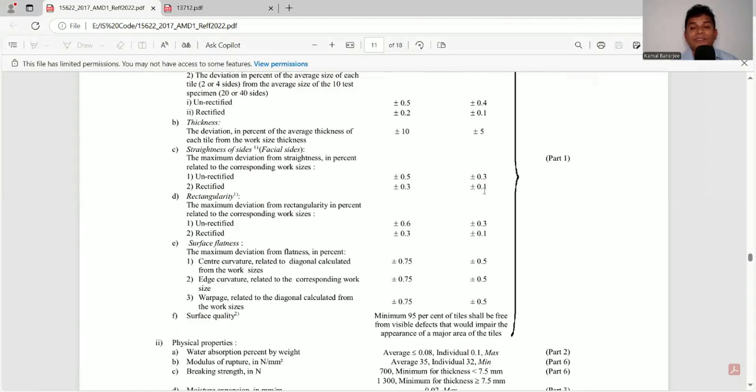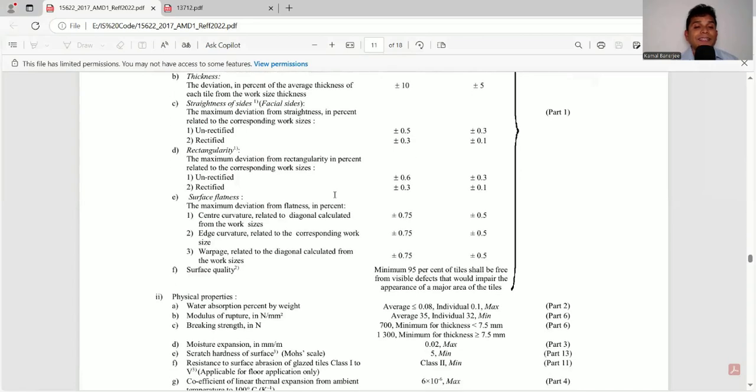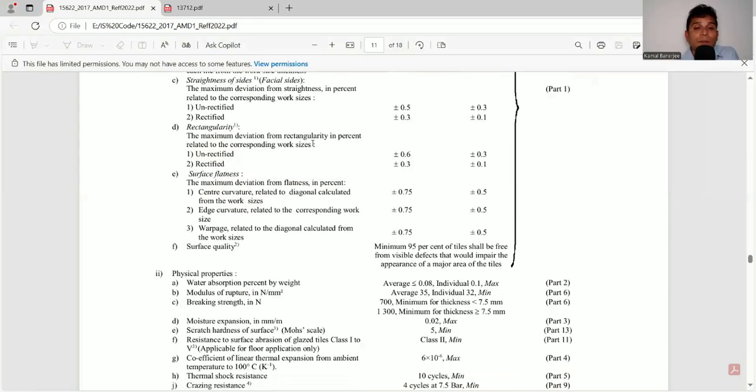Another thing is rectangularity, which is very important. Why? If the tile is not a correct rectangle or a correct square, the architectural finish will not be even, we cannot lay the tiles properly, and there will be an improper joint width and an improper straight line. That is why we need to check rectangularity. And what is the percentage? The maximum deviation from rectangularity in percent related to the corresponding work size: if unrectified, 0.6 and 0.3, and 0.3 in case of rectified.